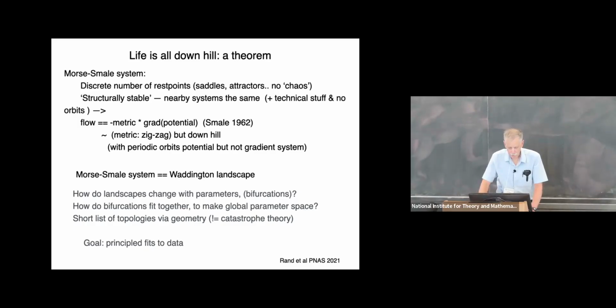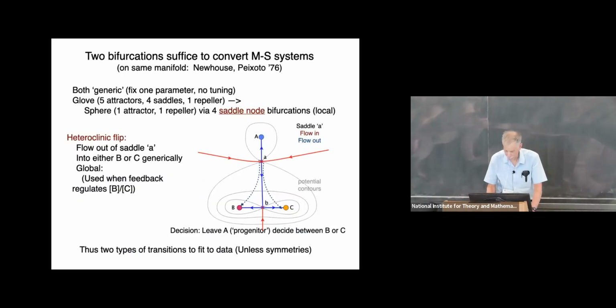So obviously, we could ask, how do landscapes change with parameters, i.e. bifurcations? How do the bifurcations fit together, which is the global parameter space? And then there's a short list of geometries that we expect to see. And the goal, of course, is principled fits to data. Another interesting theorem is that there are 2 bifurcations that suffice to convert Morse Smale systems on the same manifold.